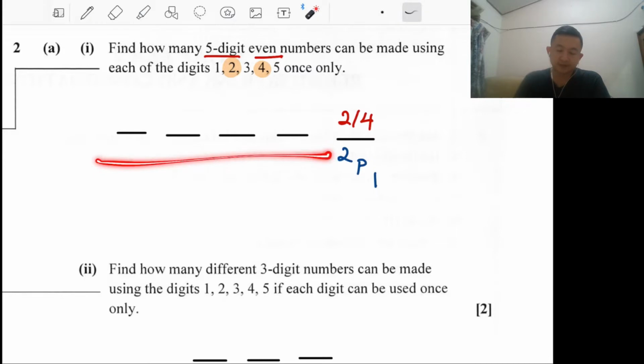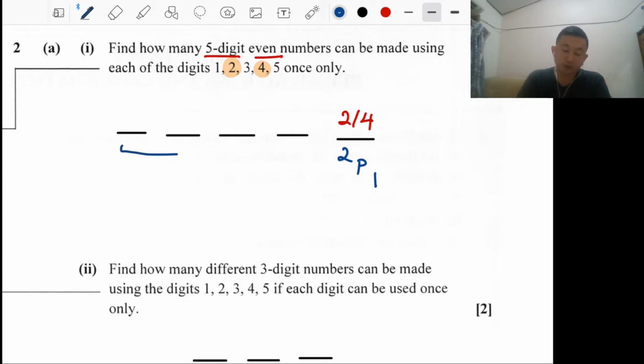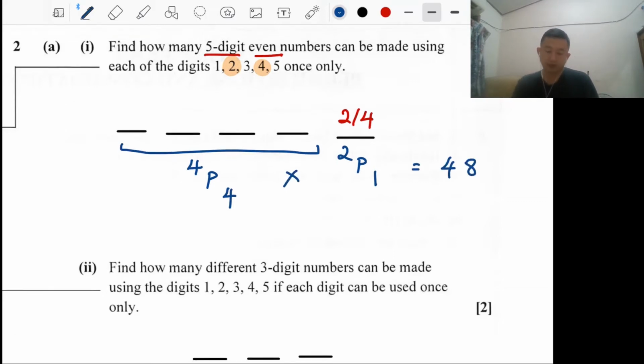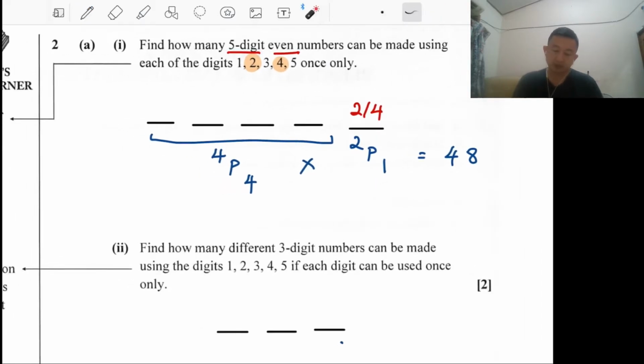For the rest, because you have 5 digits in total, one slot has been filled. So you have 4 more digits left. Out of these 4 more digits, you're going to pick all 4 to be filled in the slots. So 4P4 times 2P1. 4 factorial times 2P1, times 2 basically. So we should have 48. 48, right?